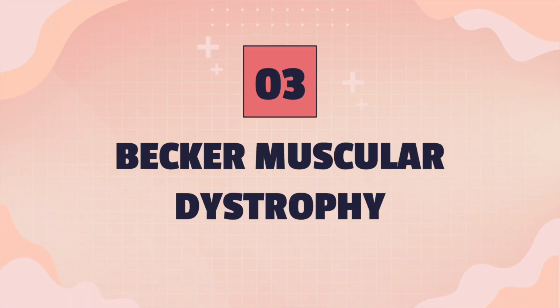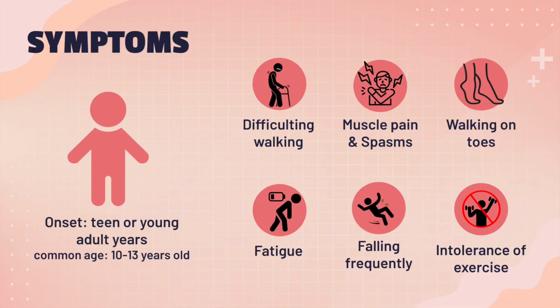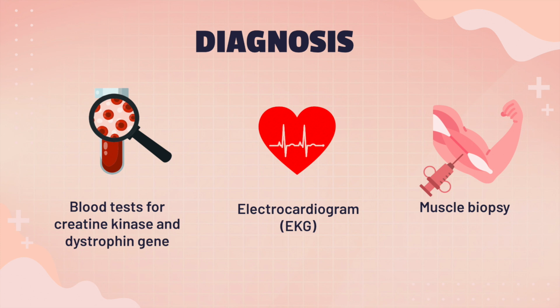Moving on, we are going to cover Becker muscular dystrophy, which is also a progressive muscular degenerative disease. Becker muscular dystrophy was named after Peter Emil Becker, a German physician who discovered the variant in the 1950s. Patients with this variant face various symptoms by their teen or young adult years, such as difficulty walking, pain in their muscles or muscle spasms, walking on their toes, tiredness, being intolerant to exercise, or frequently falling. This form of muscular dystrophy is diagnosed using blood tests that look at creatine kinase levels.